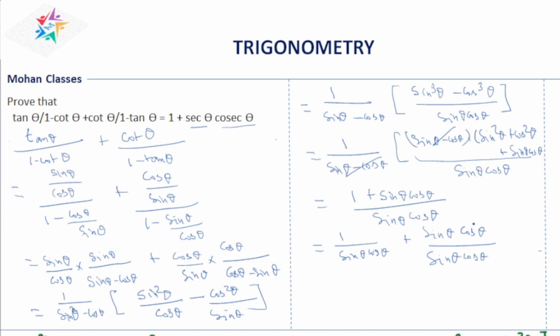So that is equal to what? Sin theta cos theta divided by sin theta cos theta is 1. So that is equal to 1 plus 1 by sin theta cos theta, which can be written as cosecant theta and secant theta. So this is RHS. LHS is equal to RHS. Hence proved. Okay, understand? Let us move to the last sum.